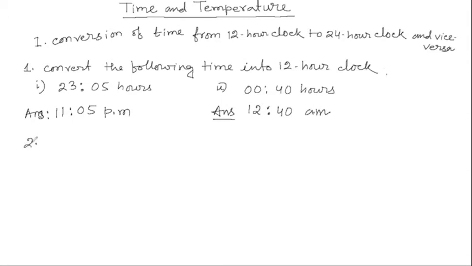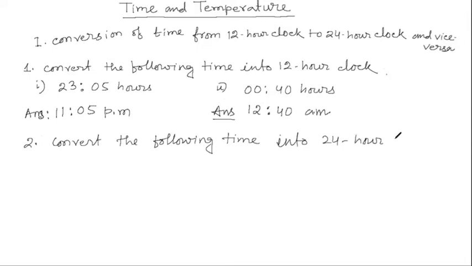Next, second example, convert the following time into 24-hour clock. First example here, 7:30 AM. Second example here, 8:15 PM. So how we convert it into 24-hour clock?